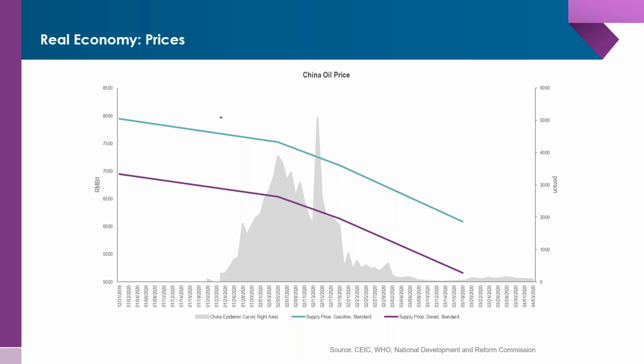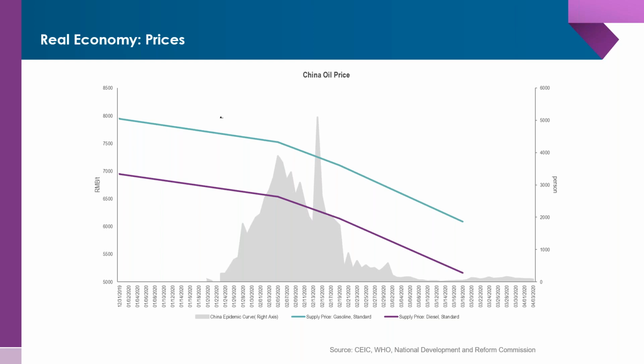It's about China's supply price of oil. You can see that the price of gasoline and diesel decreased by 23% and 26% respectively on March 18 compared to their prices on December 31st. The sluggish energy prices partly reflects the weakening domestic demands due to the halt of industry activity.